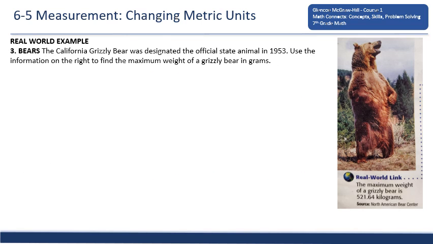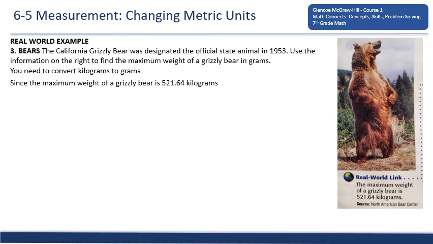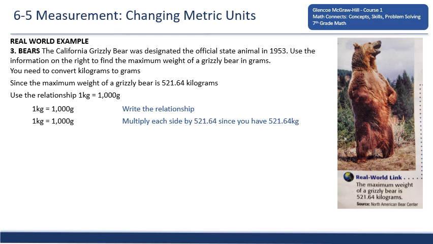Real world example. The California grizzly bear was designated the official state animal in 1953. Use the information on the right to find the maximum weight of a grizzly bear in grams. So the maximum weight of a grizzly bear is 521.64 kilograms. You need to convert kilograms to grams. And since the maximum weight is 521.64 kilograms, use the relationship 1 kilogram equals 1,000 grams. So we'll just write that again and multiply each side by 521.64, since you have that many kilograms.